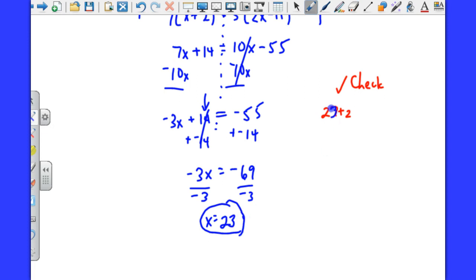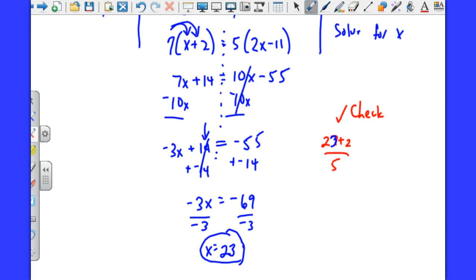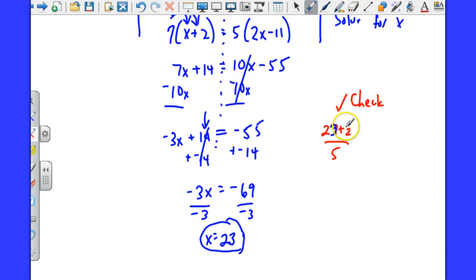23. That's 23. 23 plus 2 over 5. Now let's see if this works. Sorry about that. 69 divided by 3 is 23. I glanced at my notes, I saw that, and I just read it wrong. If you add this up, 23 plus 2 is 25 over 5, which equals 5.